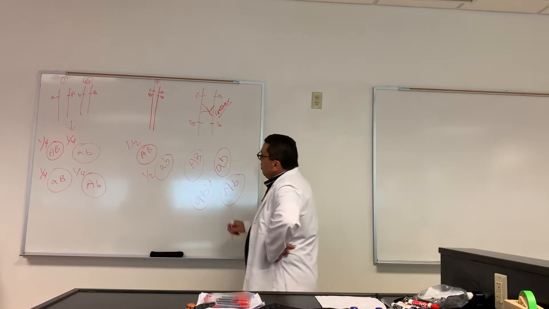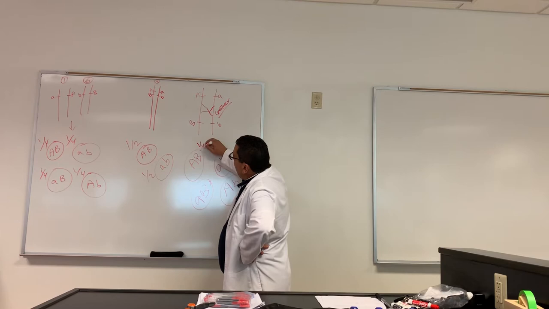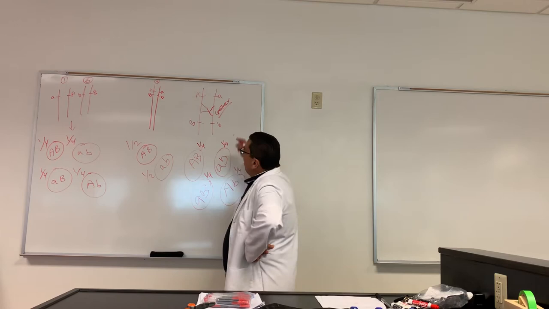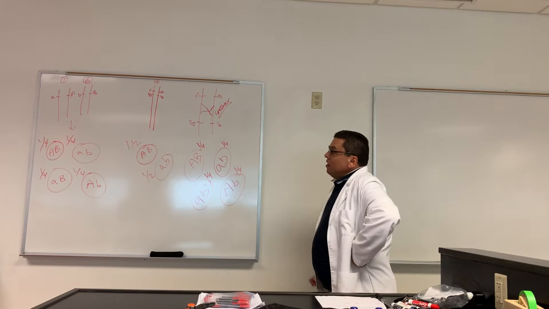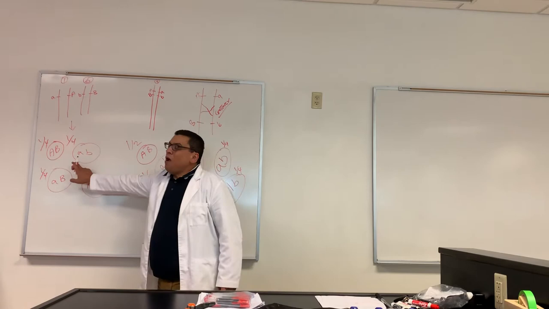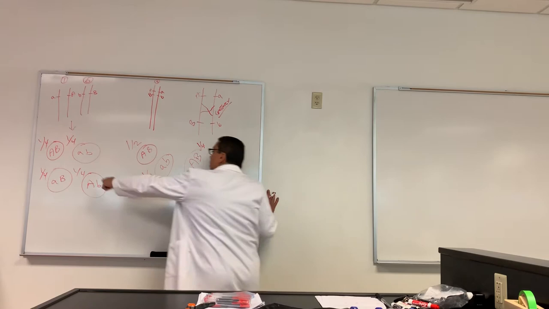Now, the ratio that you end up in here, if you end up with 1/4 of each, it tells you something. It tells you that the distance between these two is, they're very far away from each other. Even though they're on the same chromosome, they're very far away from each other. If you end up with 1/4 of each, it is equivalent to you having them on two separate chromosomes. There's no difference between this one and this one when it comes to the ratios of the haploids.